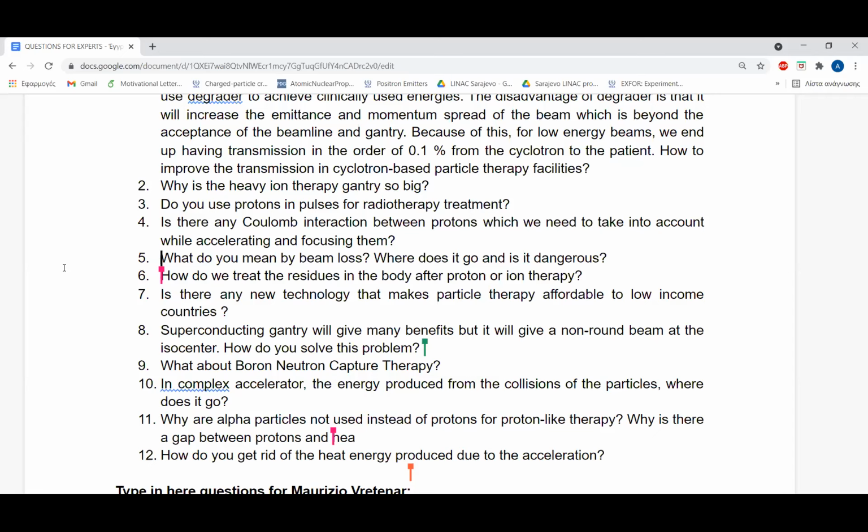But the beam is simply lost in the metal. The proton is lost in the metal of the accelerator, the beam loss.